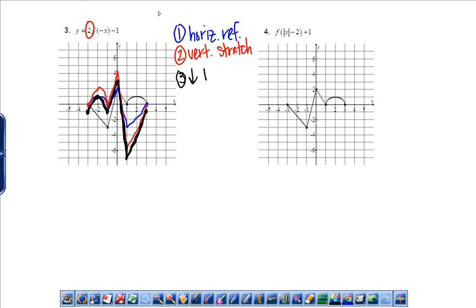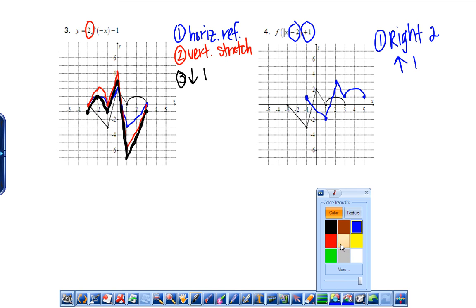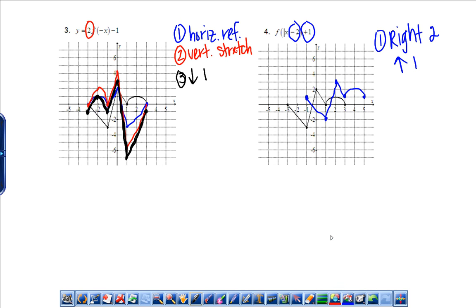There we go. Okay, for our last problem. Remember, absolute value goes last. So our first step, in fact, I'm going to combine these, but if it confuses you, you can do it in 2 steps. I'm going to combine both of these as 1. So I'm going to go right 2 and up 1 as 1 step. Y'all are smart enough to do 2 steps.